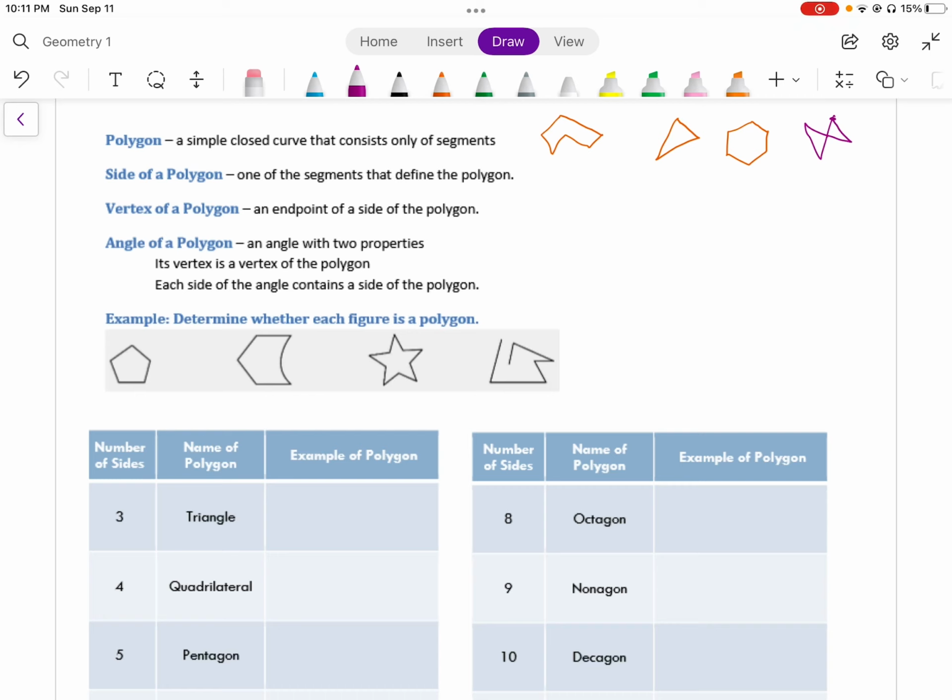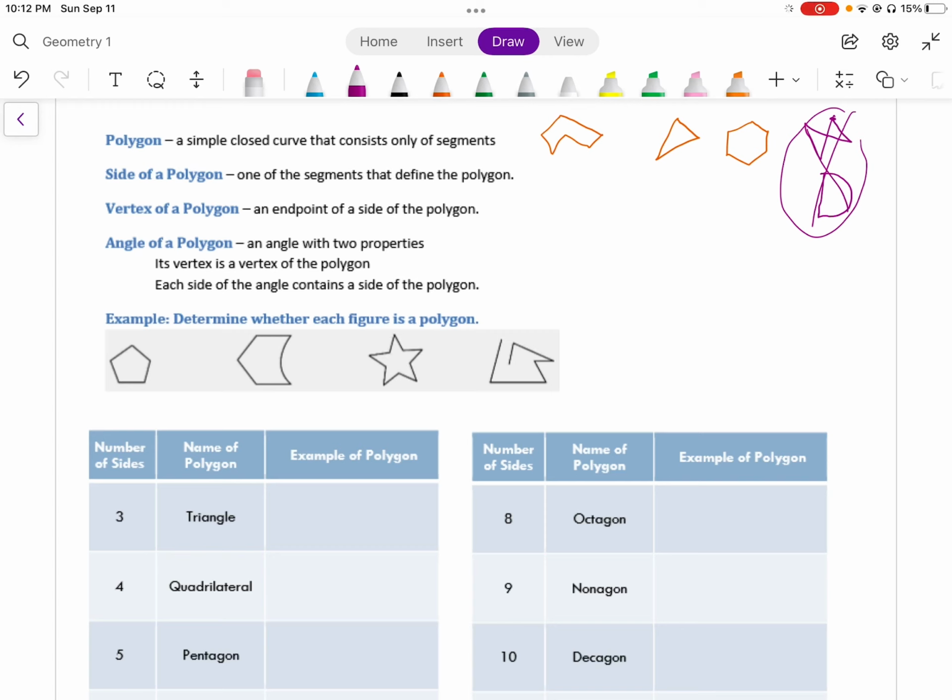What about this? Maybe the capital letter D. Oh, that's a nice shape. It has a simple closed curve, but it's not only made of segments. So these purple ones are not polygons. The other ones are. The side of a polygon is just one of the segments.